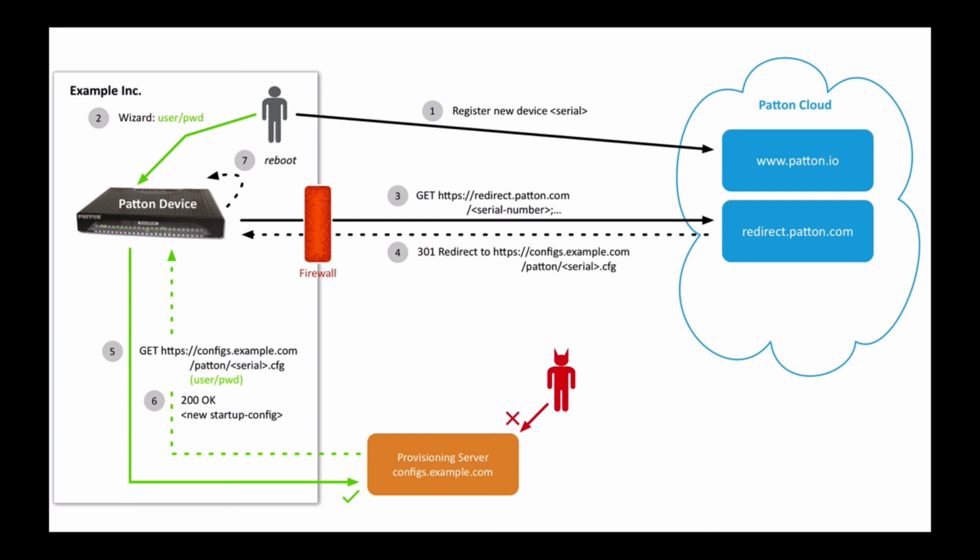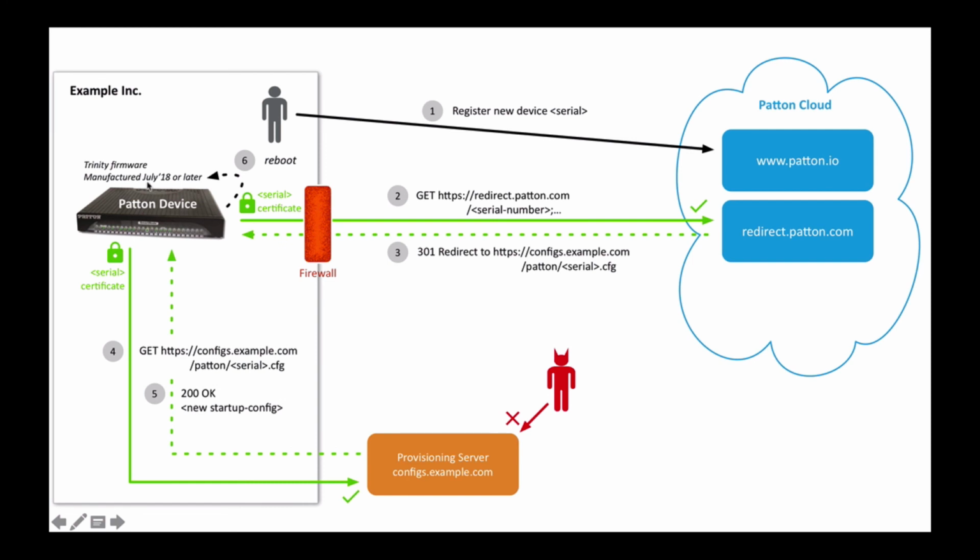That is one approach. The second approach is, since July 2018, Patton now installs a certificate on every Patton device that is secured with the serial number of that device. So the common name of the certificate is the serial number of the device. So in this case, the provisioning server can be secured by checking, validating, whether the serial number in the certificate is equal to the serial number of the configuration file that is being requested. And if it is, only then does the provisioning server return the configuration file. Again, this only works with newer devices, as we just mentioned.